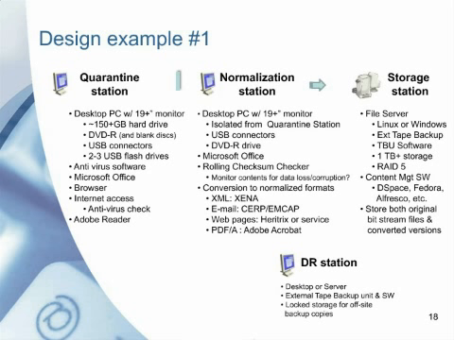The normalization station is a separate PC isolated from the quarantine station. This PC is also configured similar to the quarantine station, but has additional software installed. This additional software could include applications used to normalize received files to either XML, PDF/A, or some other format. See the supplemental handout for additional software tools to aid in the normalization process.